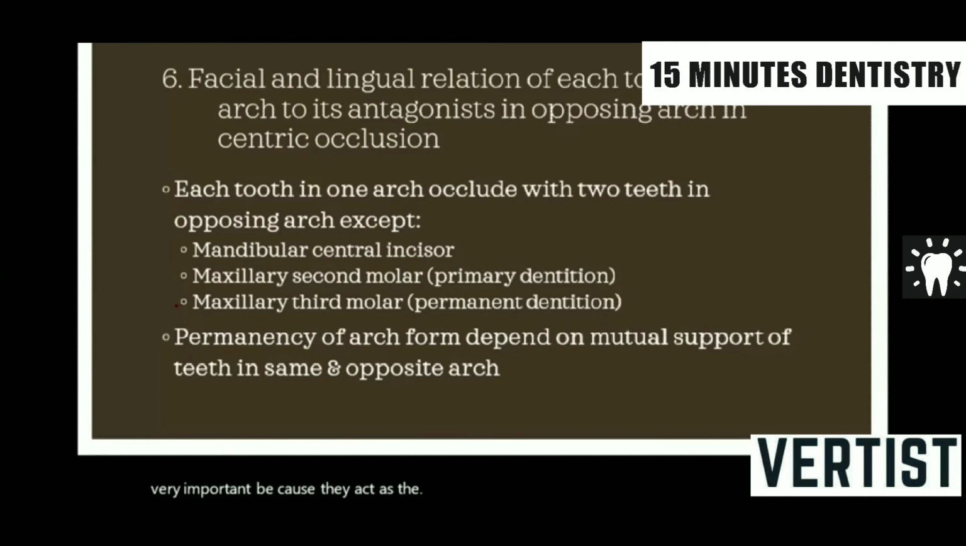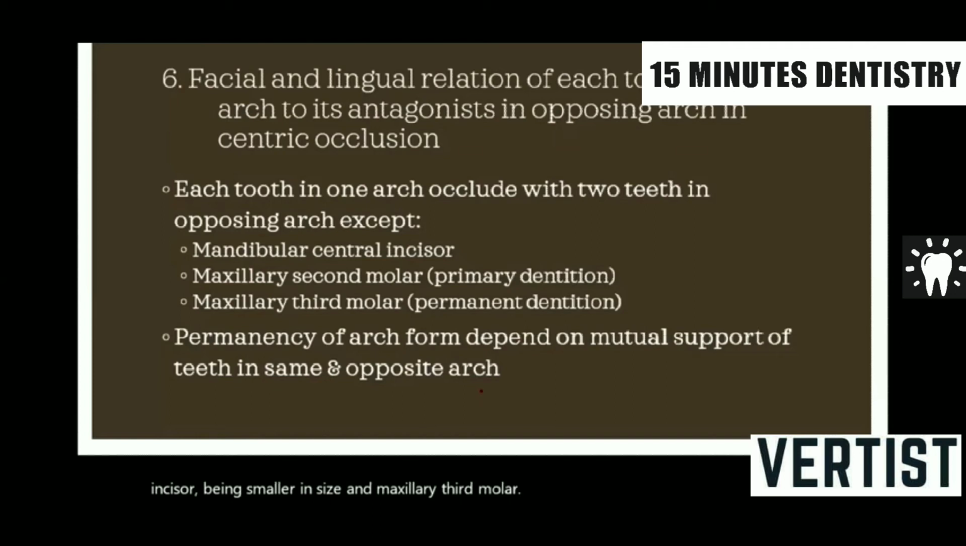Now the next point is the facial and lingual relationship of each tooth in one arch to its antagonist in the opposing arch. This is similar to that of the primary dentition, that normally one tooth occludes with two opposing teeth in the opposing arch. The only exceptions are the lower central incisors being smaller in size, and the maxillary third molars being the last teeth in the arches.